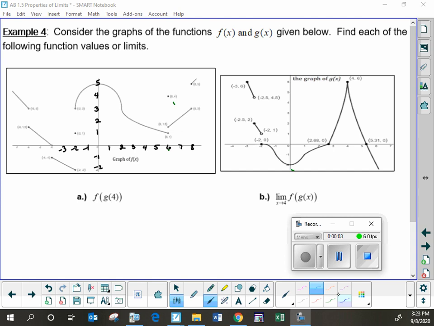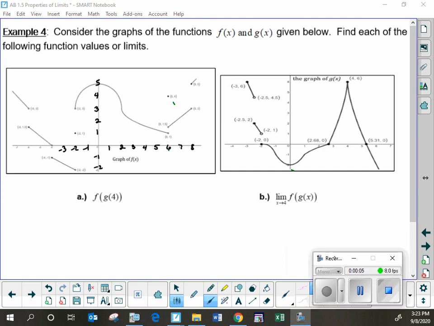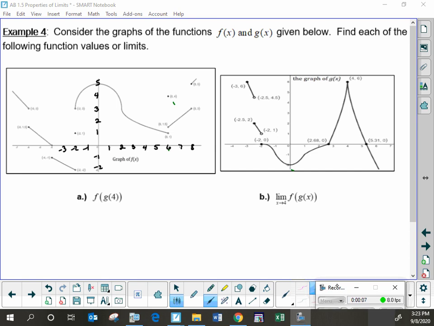Welcome. We are looking at section 1.5 and we are proceeding with the end of the notes, jumping in at example 4. These ones get even more fun. If you thought the first ones were good, wait till you see these. So example 4 gives us the two graphs. We have f and g.